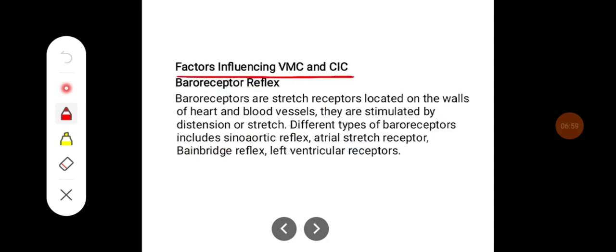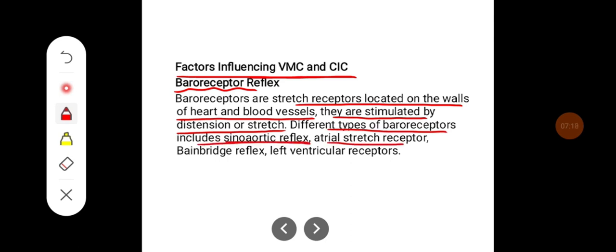Factors which influence the vasomotor center and cardiac inhibitory center: baroreflexes. Baroreceptors are stretch receptors located in the walls of the heart and blood vessels. They are stimulated by distension or stretch. Different types of baroreceptors include sinoaortic reflex, atrial stretch reflex, Bainbridge reflex, and left ventricular receptors.